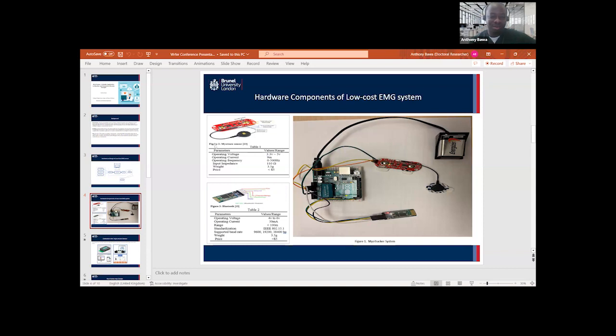This one we bought for £5 here in the UK. Then the Bluetooth module as well, just £2. It has certain features that allow you to measure the muscle. You can see the parameters here and the range. Let's say the operating voltage, 3.5 volts to 5 volts, and the price here. Then the Bluetooth module, with a certain range, you can connect it to the mobile phone app and measure muscles.